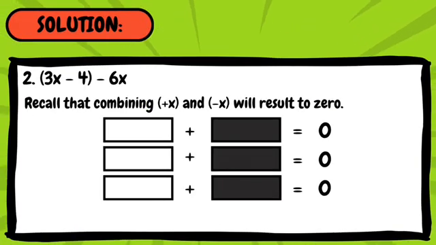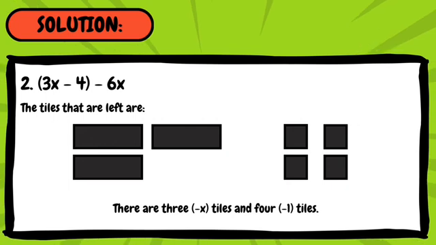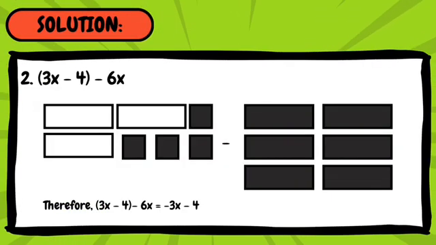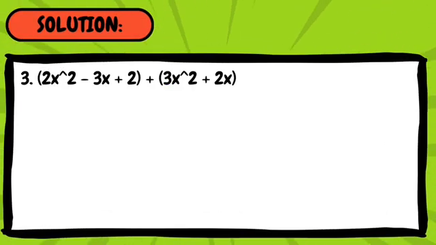Recall that combining positive x and negative x will result to 0. We have 3 unshaded rectangles. So for us to eliminate those rectangles, we need to add 3 shaded rectangles. So the tiles that are left are 3 negative x tiles and 4 negative 1 tiles. Therefore, 3x minus 4 minus 6x will result to negative 3x minus 4. So let's try to solve example number 3.